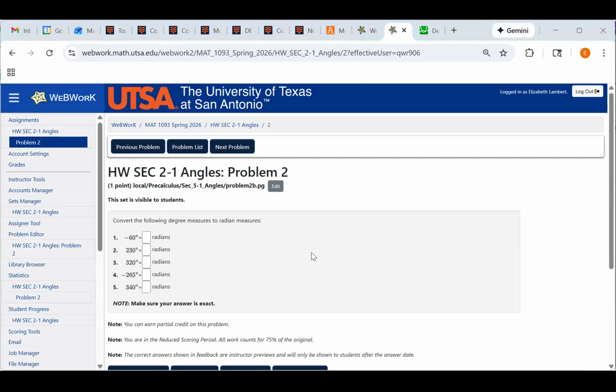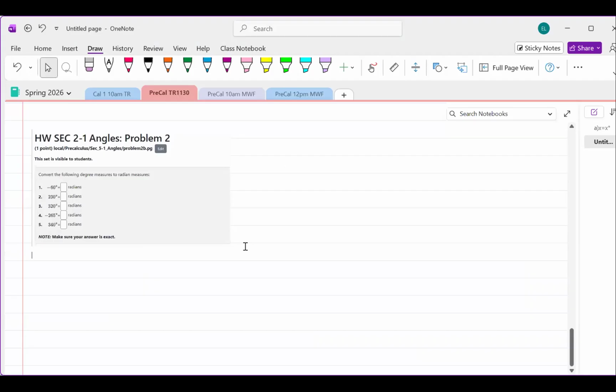All right, so let me grab a picture of this and then come over here to web work and paste it, but then I have to flip the share to OneNote. Here we go.